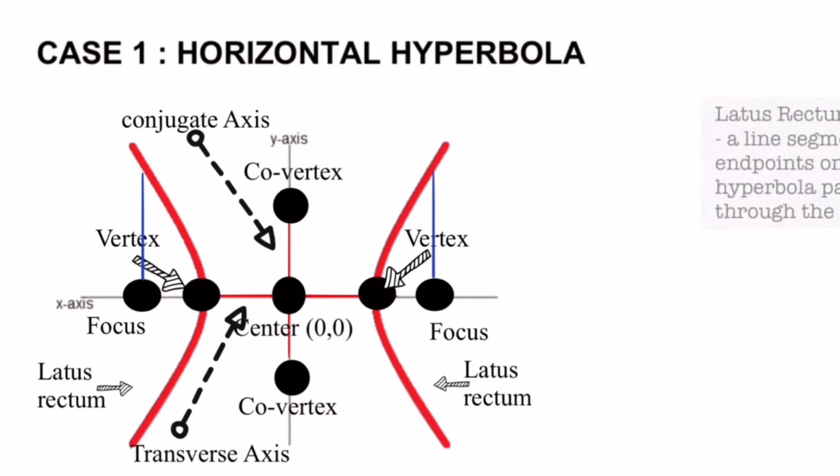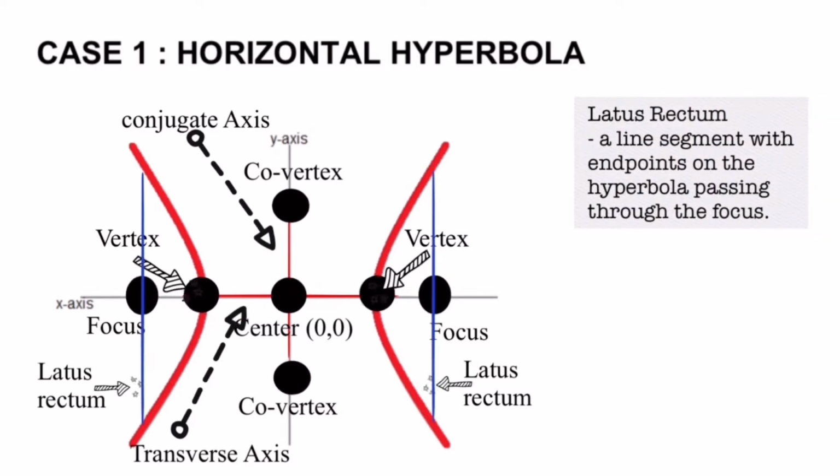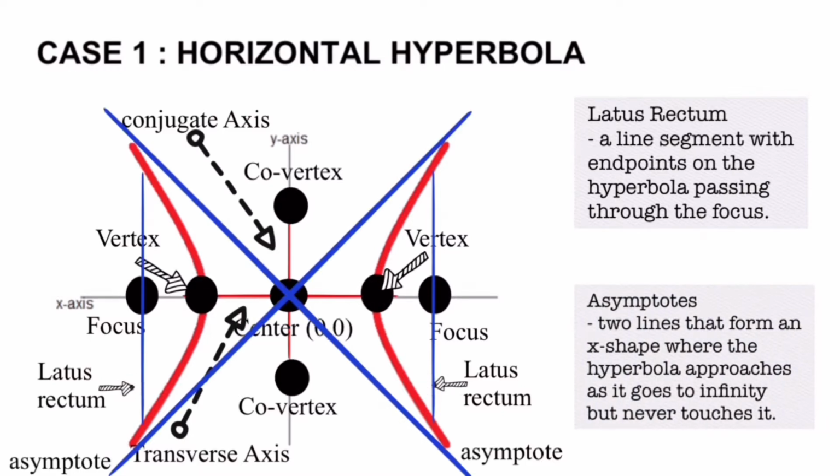Another part is the latus rectum. This is the line segment with endpoints on the hyperbola and it passes through the focus, and there are two of them for each side. The next part are the asymptotes. These are the two lines that form an X shape where the hyperbola approaches but never touches. We call them again asymptotes.